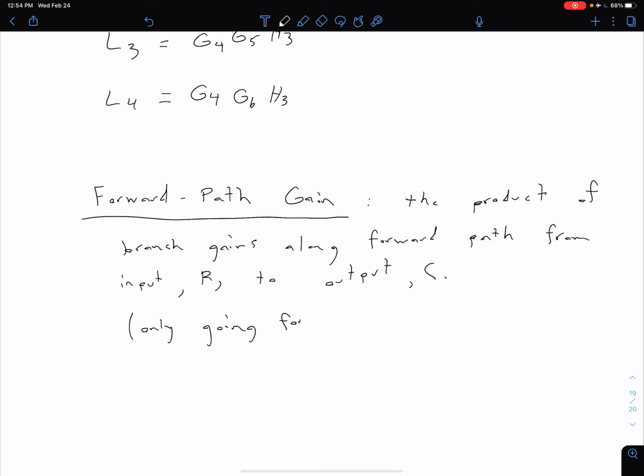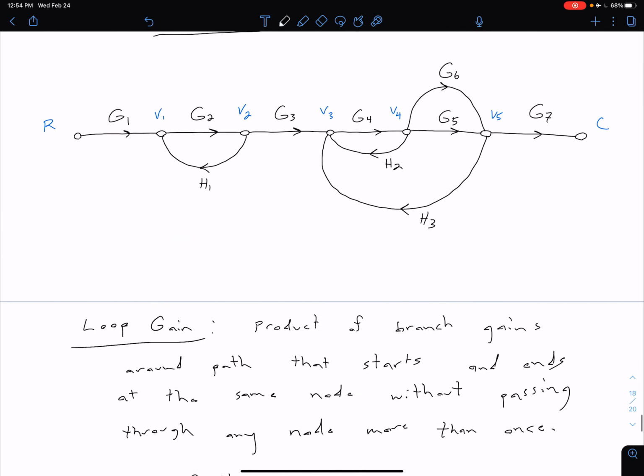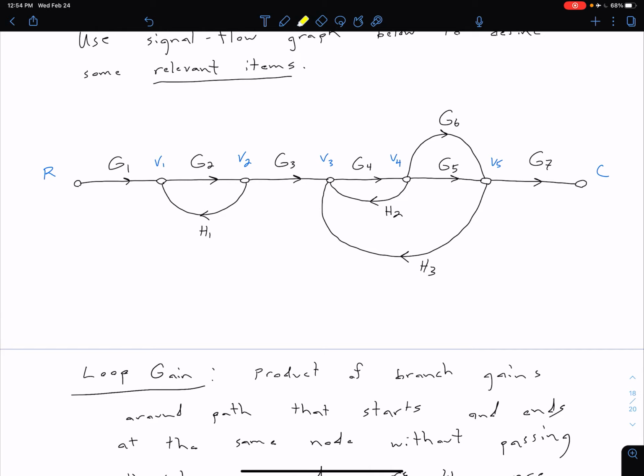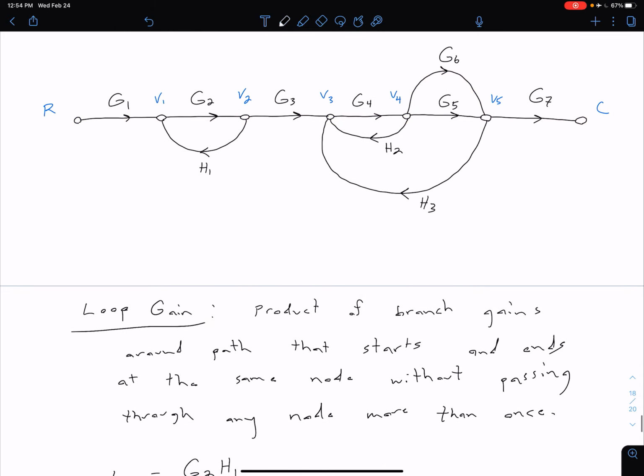So only going forward. We shouldn't be going through any of those H blocks when we're defining our forward path gain. In this system, we have 2 forward path gains. So we can go through G1, G2, G3, G4, G5, and G7. So sort of just a straight shot through. And of course, the other alternative is we just take that G6 parallel branch. So we have something that looks like that. Those are our 2 forward paths.